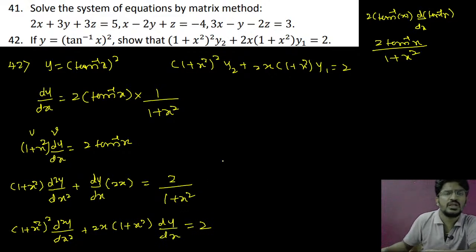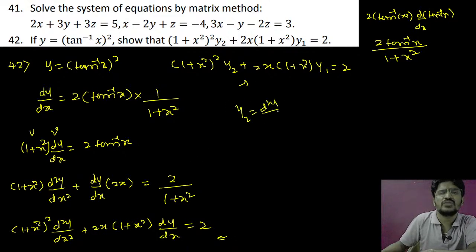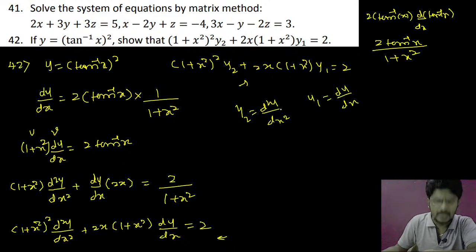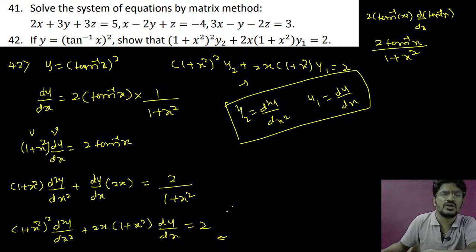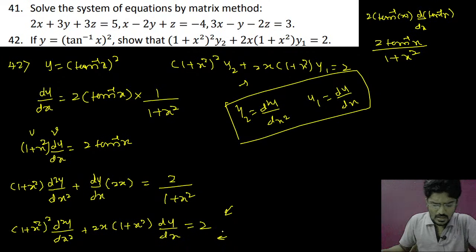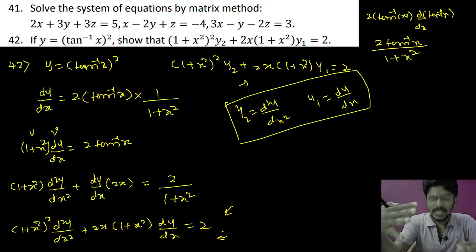So check your required equation and that will be your required answer. Here y2 is nothing but d square y by dx square. y1 is nothing but dy by dx. Okay. So I think we got our answer, that is 1 plus x square whole square d square y by dx square plus 2x into 1 plus x square dy by dx equal to 2. Clear? So use chain rule. Don't write d by dx everywhere, by writing like that it will be simply lengthy and you will also get confused.